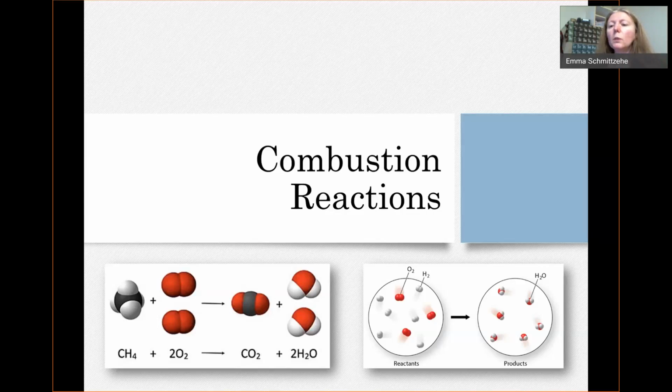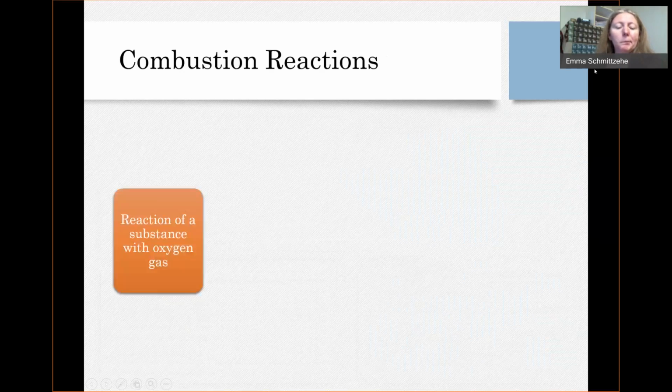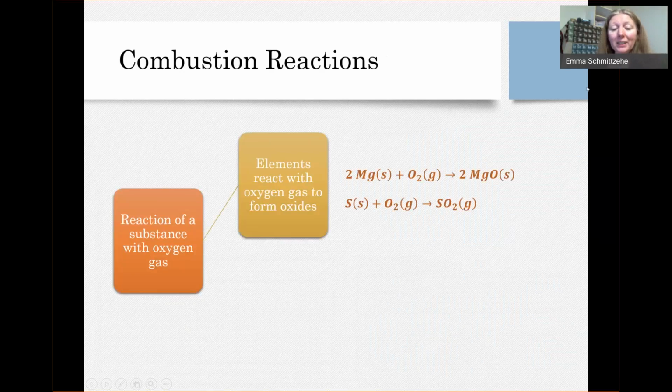So you shouldn't always just think that it's being burnt. Like I said, a combustion reaction is really just a reaction of a substance with oxygen gas, and it can be any type of substance. So we could have any kind of element react with oxygen gas to form an oxide. So you can have a metal react with oxygen gas and form a metal oxide. So for instance, magnesium reacting with oxygen gas, forming magnesium oxide, or any other metal.